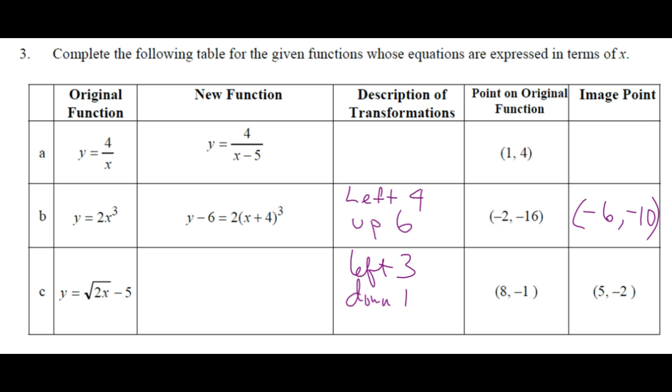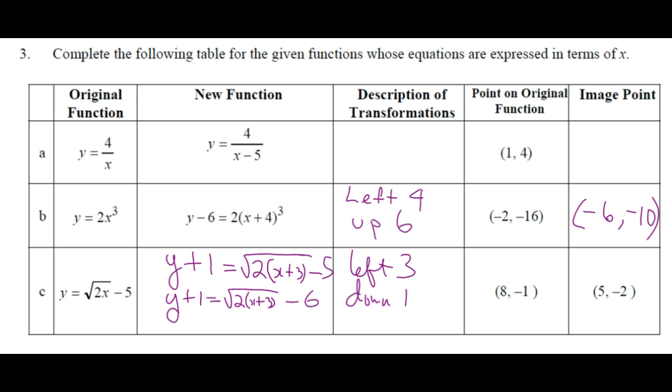So, if I'm going down 1, then what do I do with the y? So y gets replaced by y plus 1. What do I do with the x? x plus 3. So what I do is, instead of the x, I write bracket x plus 3. Okay, and then I've got the -5 here. Okay, now I can write that as y plus 1 is equal to the square root of 2 times (x plus 3) minus 6.